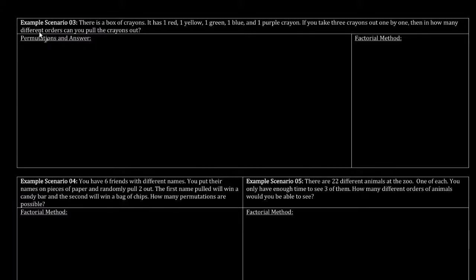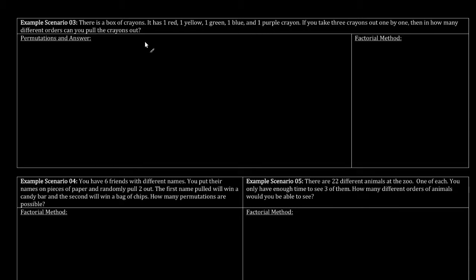So, example scenario 3. There is a box of crayons. It has one red, one yellow, one green, one blue, and one purple. If you take 3 crayons out one by one, then in how many different orders can you pull the crayons out? So this is slightly different. Like in the Quinn one, Quinn, Brian, and Christian, you had 3 people, 3 seats. In the math one, you had 4 letters, and you put them in arrangements of 4, permutations of 4.